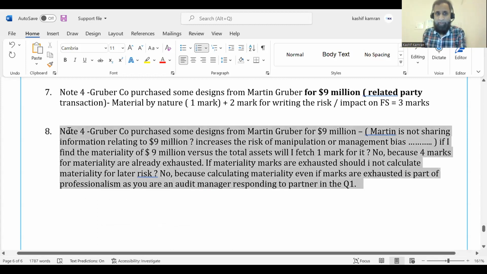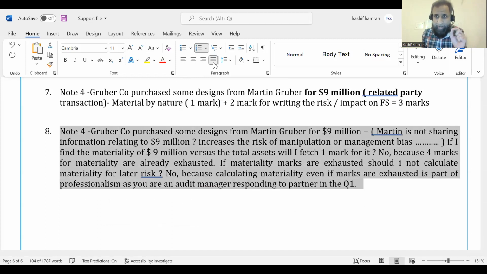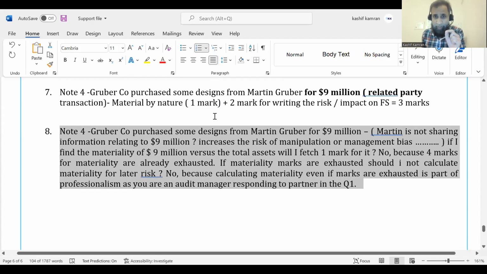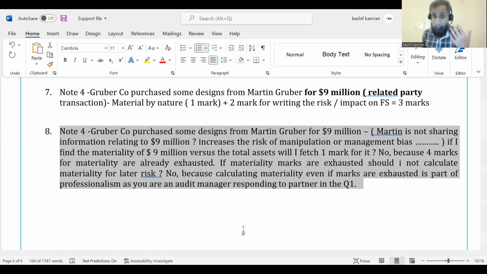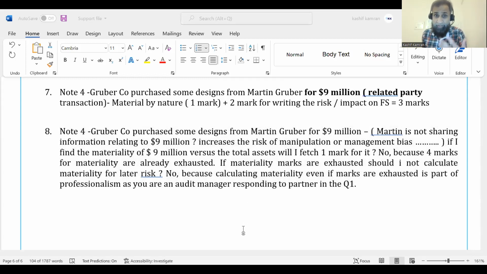Look at note number 8. I hope you're getting clarity on the marking scheme. Will you fetch 1 mark if you calculate the materiality of point number 8? No. But will you refuse to calculate materiality even if you're not getting marks? No. So are you clear with the capping of materiality? Are you clear with what 4 marks means? Are you clear with the incremental marks you get for trends and calculations?